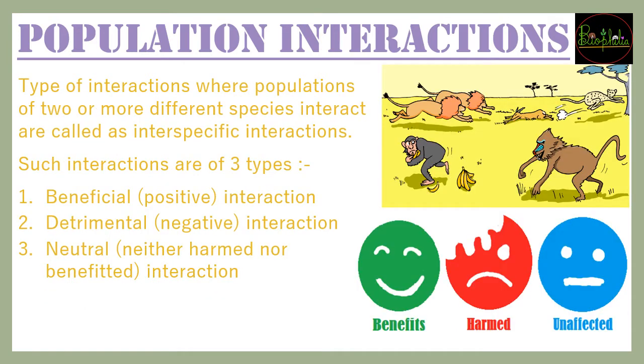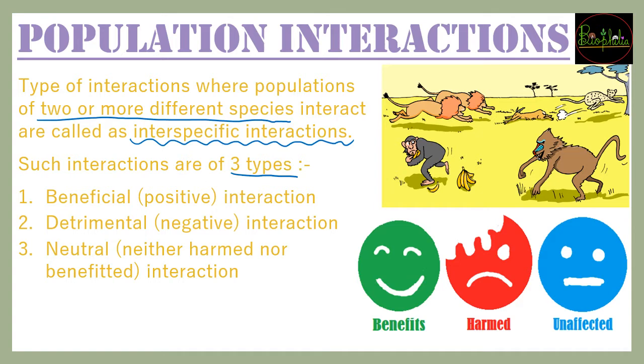So the interaction between two or more different species, for example the lion is interacting with deer या एक monkey है वो अपने दूसरे ही monkey species के साथ interact कर रहा है. So once there is interaction between two or more than two species, it is called interspecific interactions, and these interspecific interactions can be of three types.